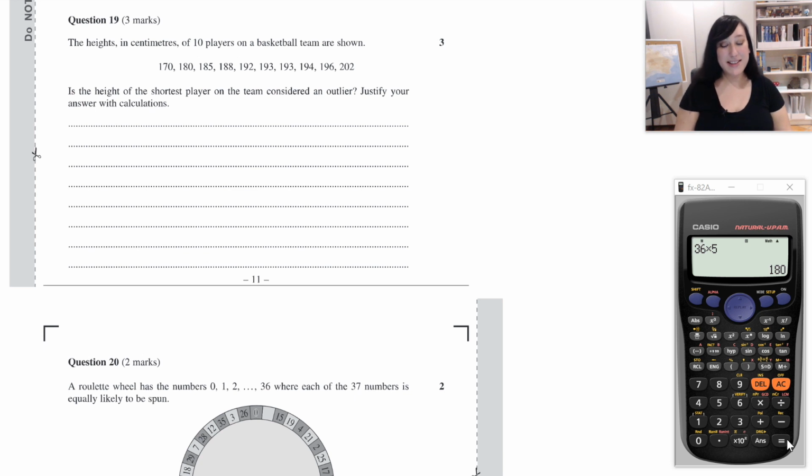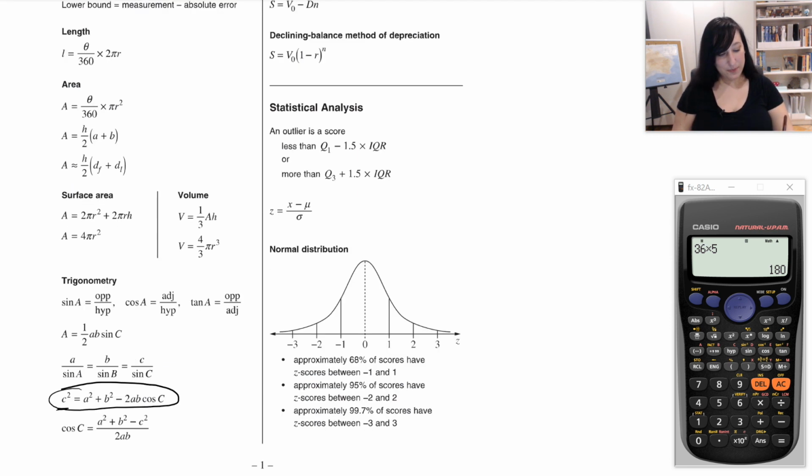Okay, question 19 says, the heights in centimeters of 10 players on a basketball team are shown. We have a list of numbers, and then it says, is the height of the shortest player on the team considered an outlier? Justify your answer with calculations. So we need to work out if we have an outlier on the low end of these scores. To do that, we can use the formula that is on the reference sheet. So let's take a look.